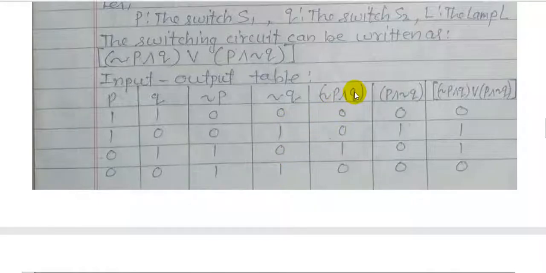Now negation P and Q. So negation P and Q means third column and second column using the AND rule. So in this case only this is 1 and 1, only this. So this will be 1, otherwise the rest are 0.